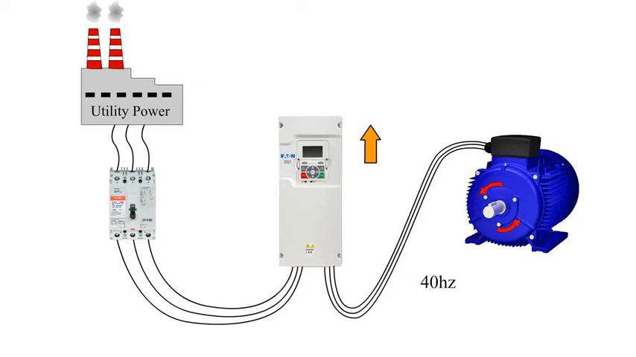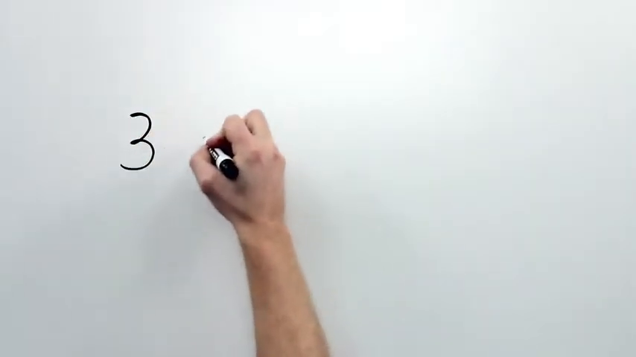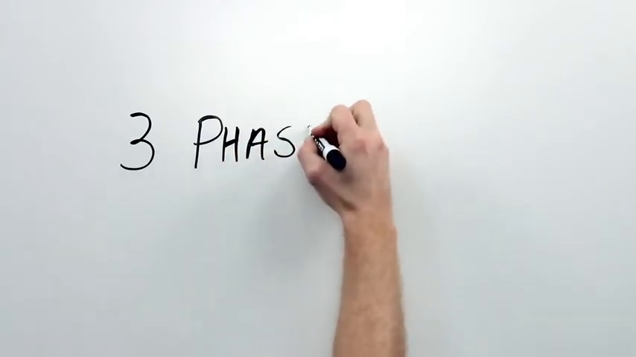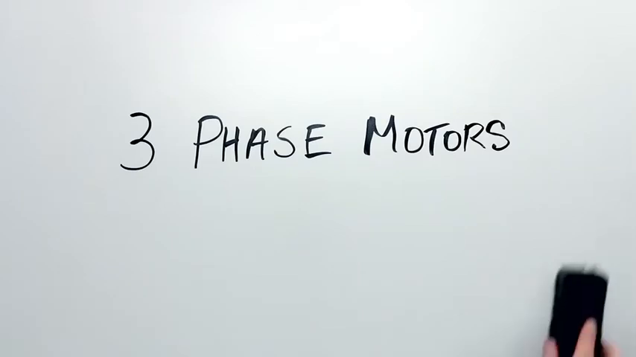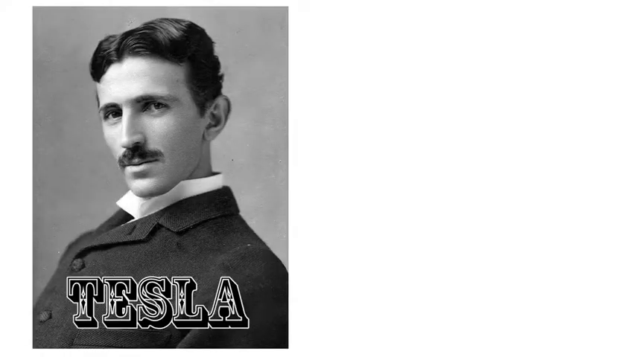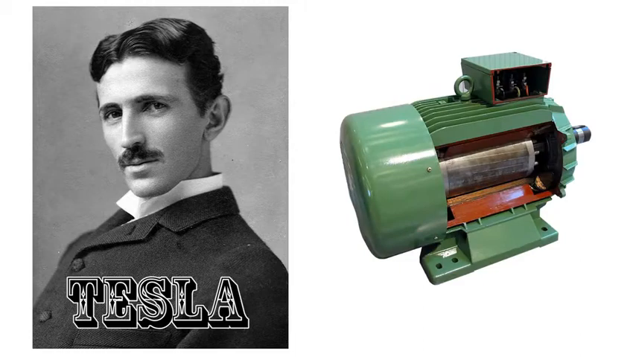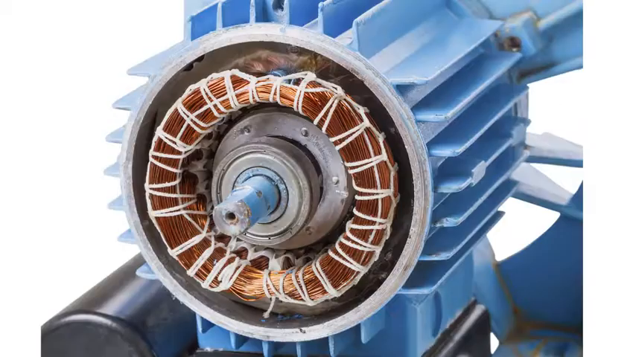In order to better understand how this works, it will help to understand how the frequency of the power affects a three-phase motor. Back in the late 1800s, a sharply dressed Serbian named Nikola Tesla invented the three-phase AC motor. Not bad. In his design, there are two main parts: the stator and the rotor.